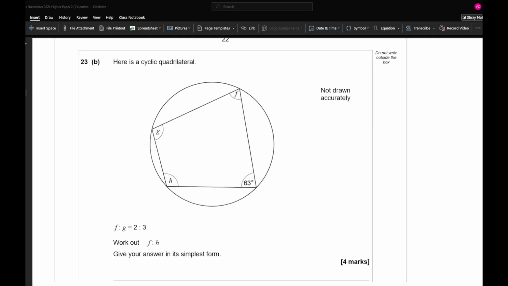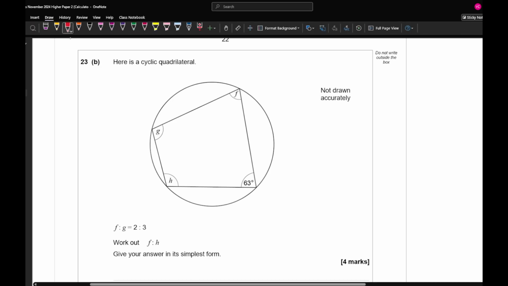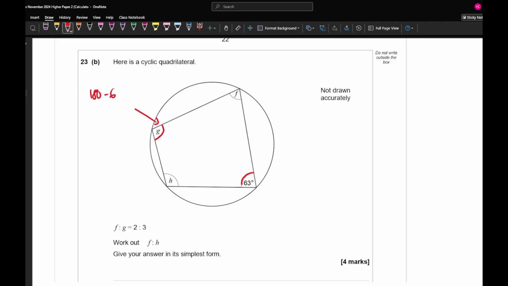Now moving on to question 23b, it says here is a cyclic quadrilateral. The ratio of f to g is 2 to 3, and the question is asking us to work out the ratio of f to h, giving our answer in its simplest form. So for this particular question, what I need to do is work out what all these angles are. One of the key properties of a cyclic quadrilateral is that opposite angles add up to 180. So g plus 63 is going to add up to 180. So I can work out what g is, and that's 180 minus 63, which is 117.